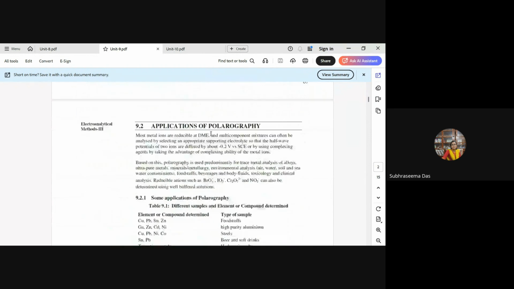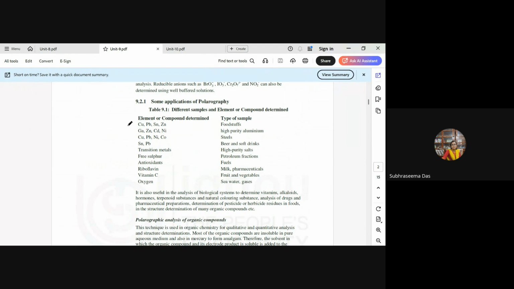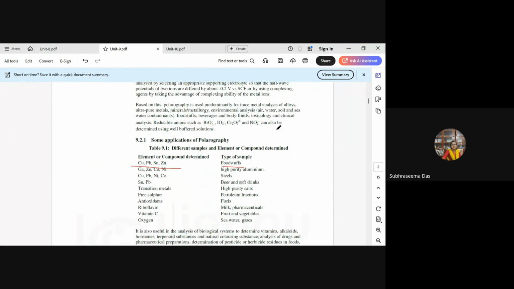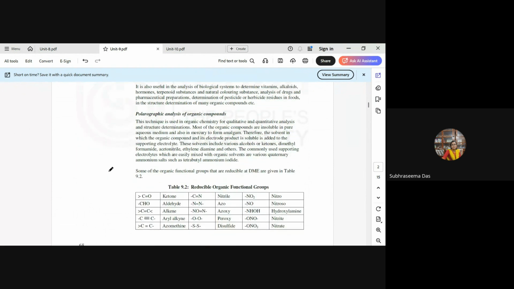Some applications of polarography: here different samples and compounds can be determined. They can be elements like copper, lead, tin, zinc. They can be identified in different types of foodstuffs by polarography. Even oxygen present in sea water and gases can be identified by polarography. Then the polarographic analysis of organic compounds. This technique is used in organic chemistry for qualitative and quantitative analysis and structural determinations.